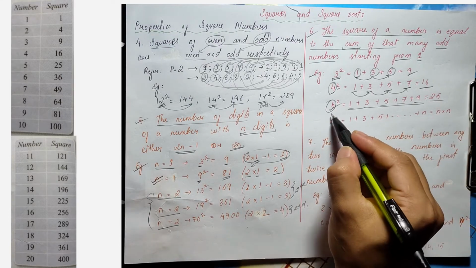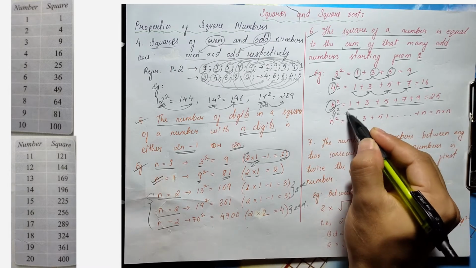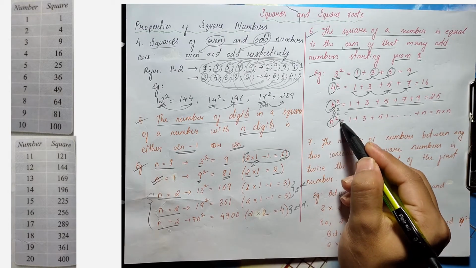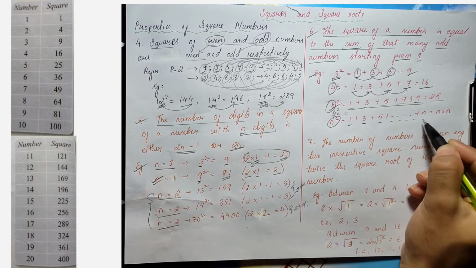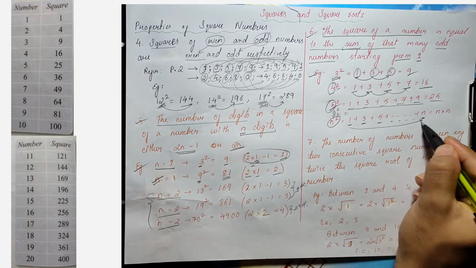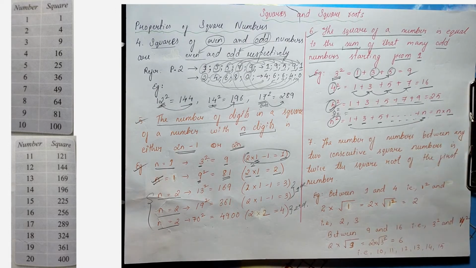This is valid for all numbers like 6 square, 7 square. You can try this yourself. In general we can say that for n square it will be 1 plus 3 plus 5 plus dot dot dot till n numbers. When you add them, you will get n into n, which is n square.